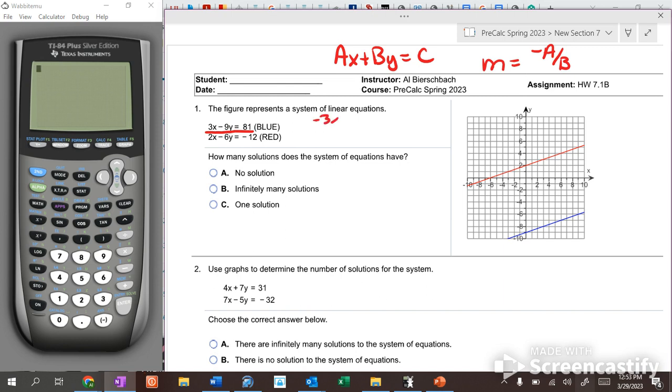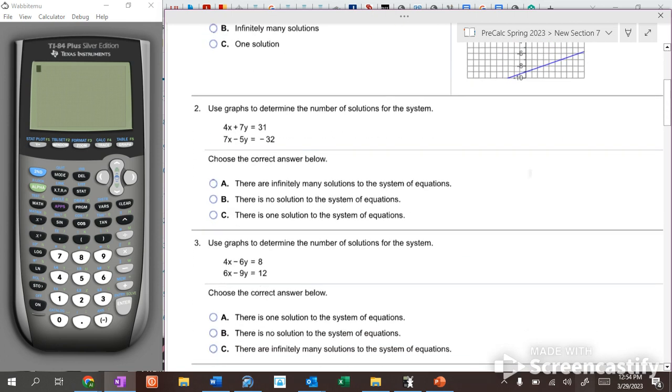So negative 3 over negative 9 is a slope of 1/3. Negative 2 over negative 6 is a slope of 1/3. What do we see? Same slope. Same slope means they are parallel. Being parallel means that they will never cross. And how many solutions will they have? None. If two lines are parallel, then they have no solutions.